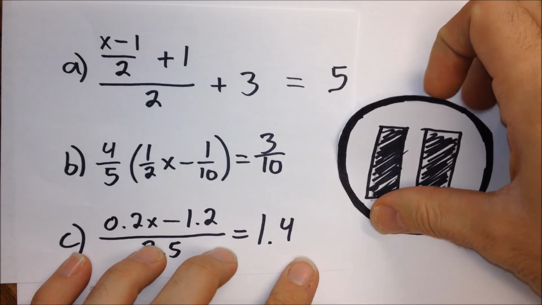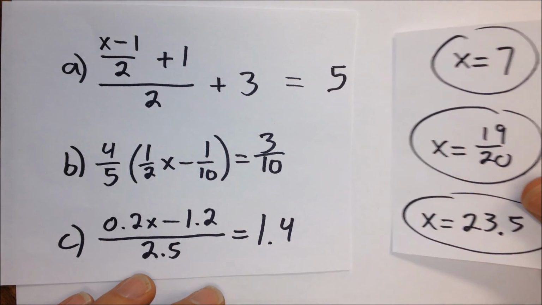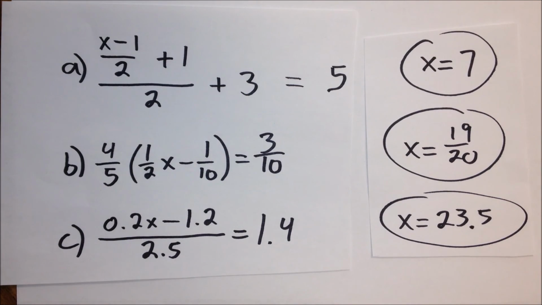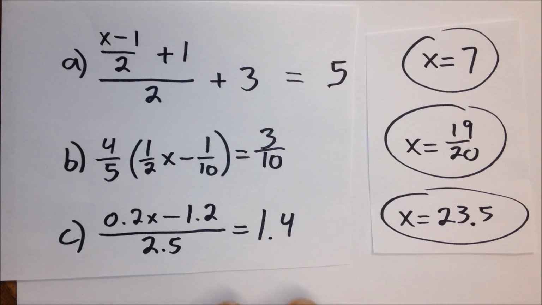Okay, so we're back. You've now unpaused your device, and you're ready to see the answers. These are the answers I got when I solved the problems. I think they're correct because I checked them. And I got x equal to 7 for the first problem, x equals 19 over 20, and x equals 23.5. If you would like a more detailed solution for these problems, I have links connected over here. So click on those links, and it'll take you to a page where I detail the solution.